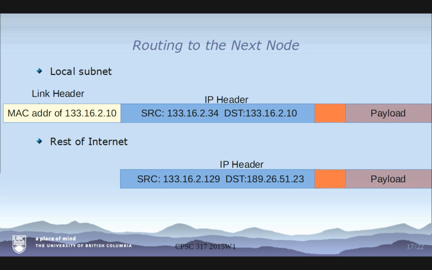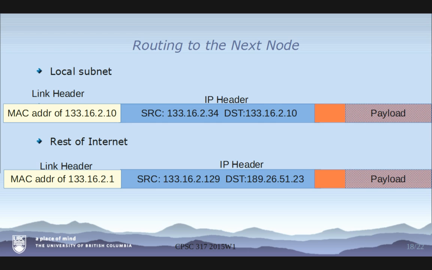So that means I have to go to my router. It looks in its routing tables and says, oh, I have to go from 133.16.2.129, that's me, and get that to 133.16.2.1, which was the router that I had. So I have to get it to that node. So what does it do? Well, what it doesn't do is change the IP address. What it does instead is say, who's got a MAC address for 133.16.2.1? Hopefully somebody responds.